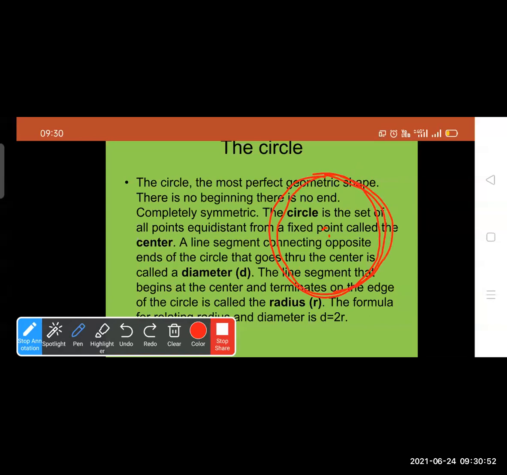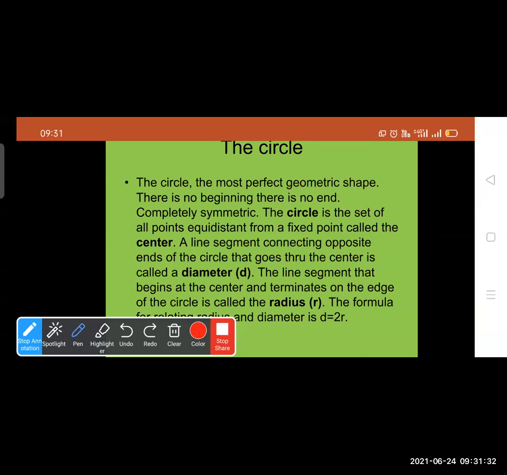Okay, and the distance between the center and the circumference is called the radius. This is the center and this is called the radius. Now when we draw a line that touches both sides of the circle and passes through the center, then it is called the diameter. And when we draw a line that touches both sides but does not pass through the center, that is called a chord. Okay. So see one by one.